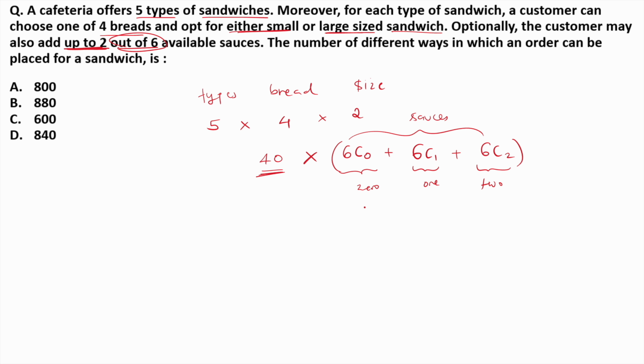6C0 boils down to 1 plus 6C1 would be 6 plus 6C2 would be 6 into 5 divided by 2. So 6C2 is 6 into 5 divided by 2. 2 and 2 gone. 3 into 5 would be 15. And this entire thing multiplied by 40. So 40 into (1 plus 6 plus 15) is my answer. This is 22 into 40. 40 into 22 should be 880, 880, and that is my B option, right? So as I've said, it's a pretty straightforward question. That's how we do it. The answer would be option B, 880.